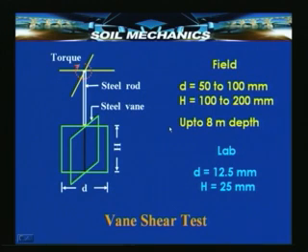This particular test is such that it can be either done in the field or in the lab. The equipment that is used in the field is slightly large in dimensions. Diameter is 50 to 100 millimeter, height is 100 to 200 millimeters, and it can go up to 8 meters depth in very soft soils. On the other hand, if we want to do this in a laboratory sample, the equipment has to be much smaller in dimension. D is usually around 12.5 mm and the height is double that, 25 mm.